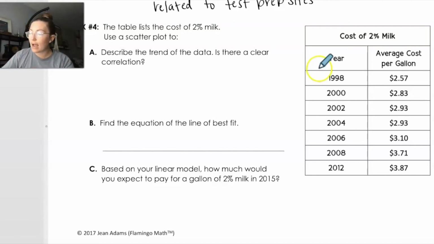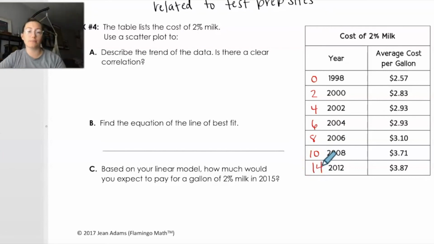So I'm going to actually call 98, we're going to call that year 0. Okay? Please pay attention. From 98 to 2000, that's a 2-year difference. So that would be year 2. And then this would be year 4. And this would be year 6. And this would be year 8. And this would be year 10. Careful, this one jumps 4, so this would be year 14.